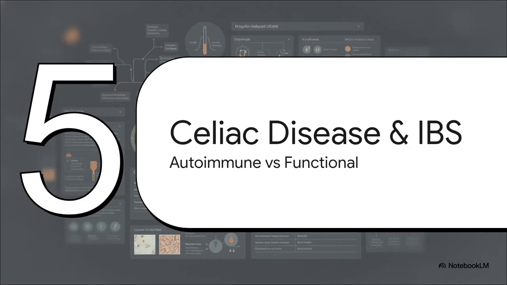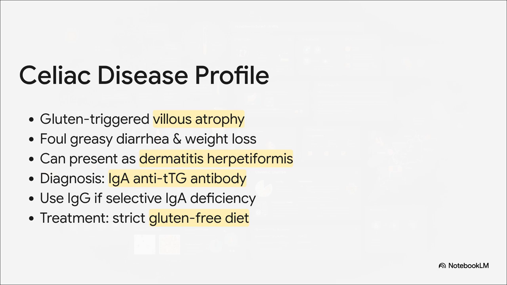Section 5. Celiac disease and IBS. Celiac disease is a gluten-triggered autoimmune injury to the small bowel characterized by villous atrophy. Patients present with foul-smelling greasy diarrhea, bloating, weight loss, iron deficiency anemia, osteopenia, neuropathy, fatigue, poor growth in children, and sometimes an intensely itchy rash called dermatitis herpetiformis. Your first-line test is the IgA anti-TTG or anti-endomysial antibody. But here's the major exception to remember. You must strictly switch to IgG-based testing if the patient has concurrent selective IgA deficiency, otherwise you risk a false negative result. The treatment is a lifelong gluten-free diet.